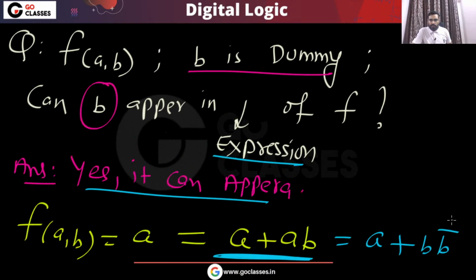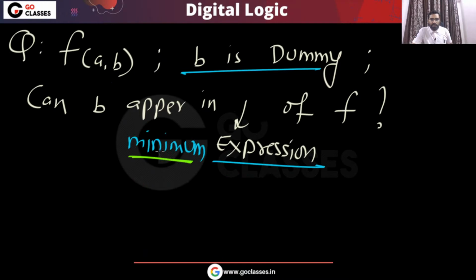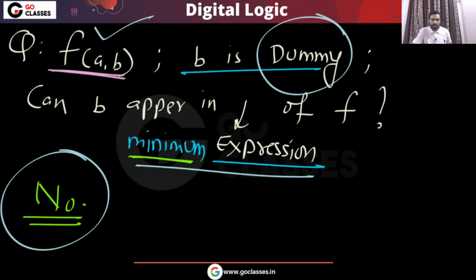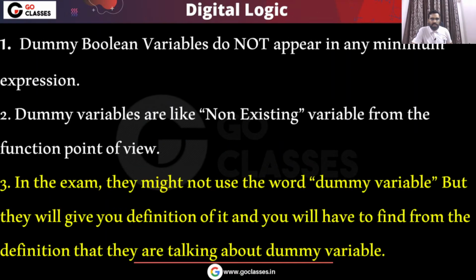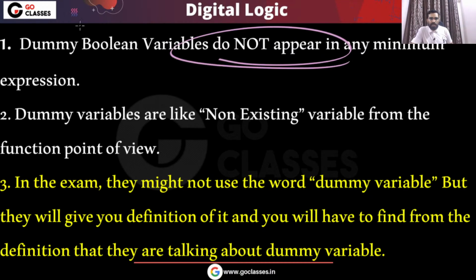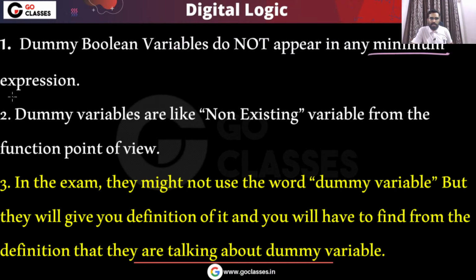But remember, of course, you can do this type of thing. This is same as a. This is same as a. But finally, I can say that in the minimum expression, this does not appear, whatever you take. So this is the final conclusion: a dummy variable does not appear in any minimum expression, whatever minimum expression you take.